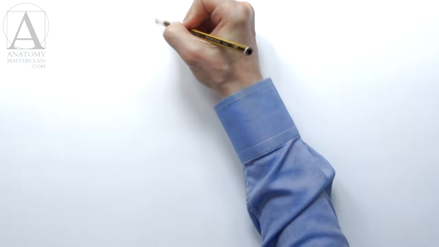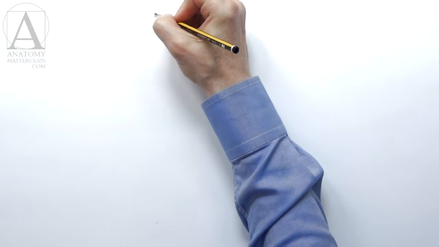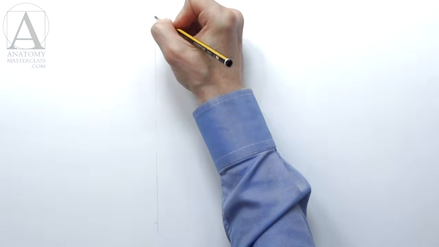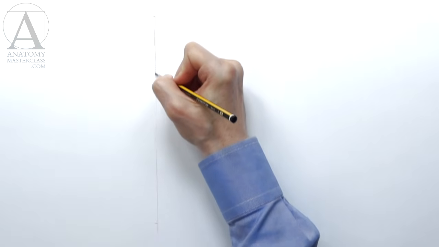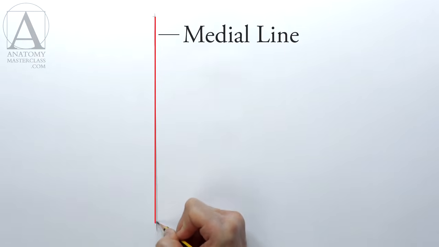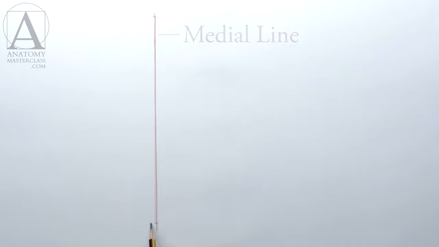I will do a quick sketch of a standing male figure. The vertical line that runs through the middle of the figure, from top to bottom, is called the medial line. It is the central axis of the figure. The medial line divides the body into two equal halves, left and right.